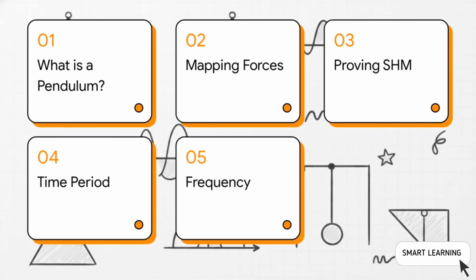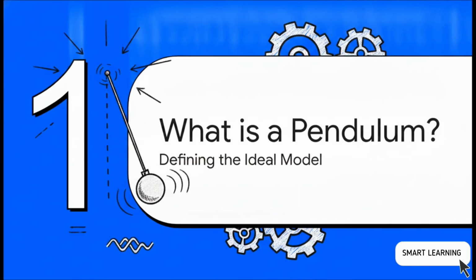Here's our roadmap for this explainer. First, what is a simple pendulum? Second, mapping the forces. Third, proving simple harmonic motion. Fourth, deriving the time period. And finally, calculating the frequency. All right, let's kick things off with section 1.